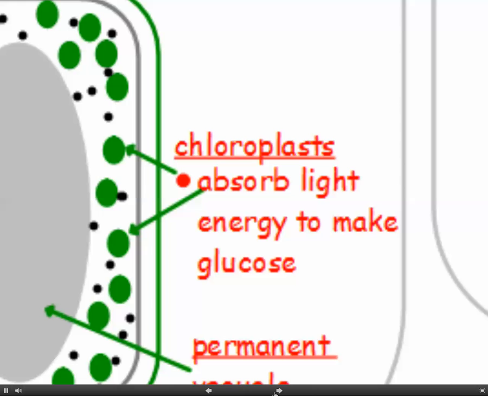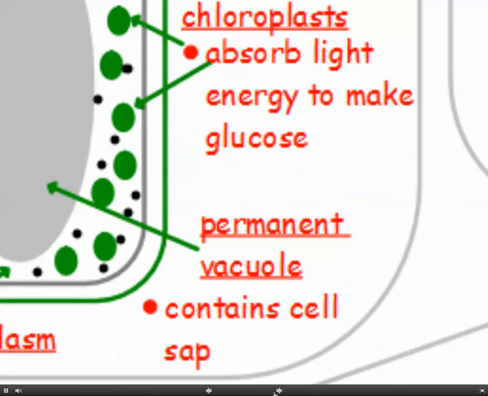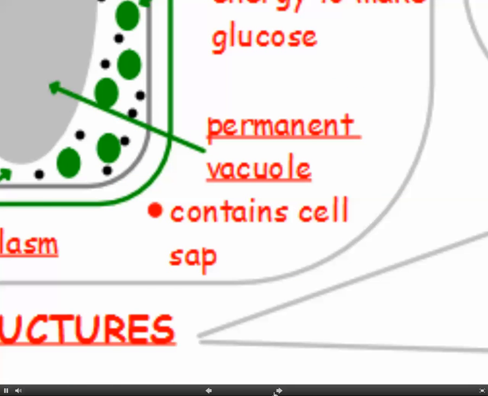The chloroplasts absorb light energy to make glucose. And the permanent vacuole contains cell sap.